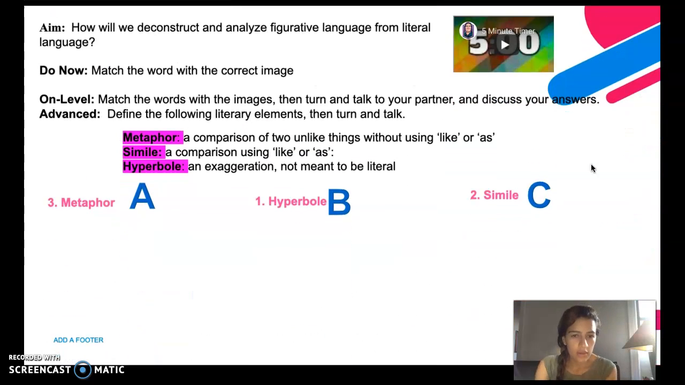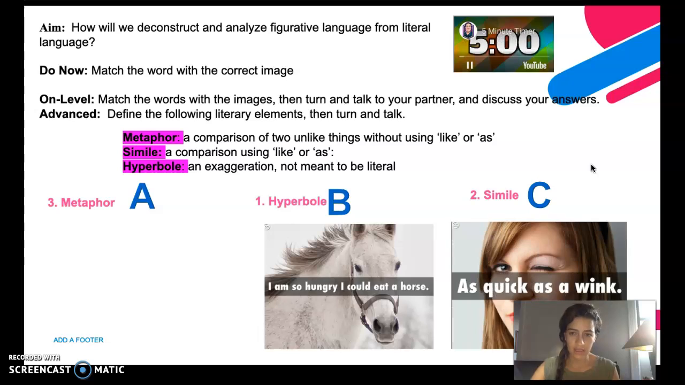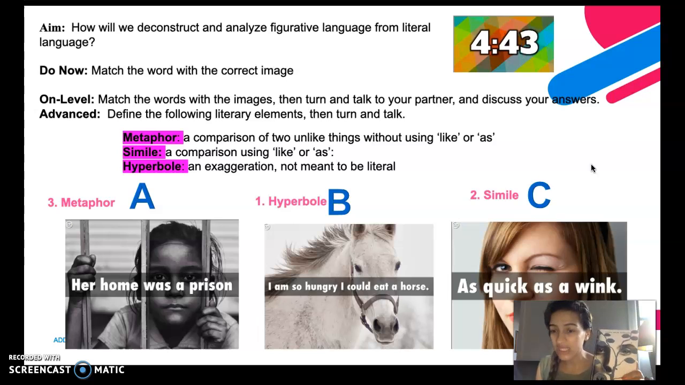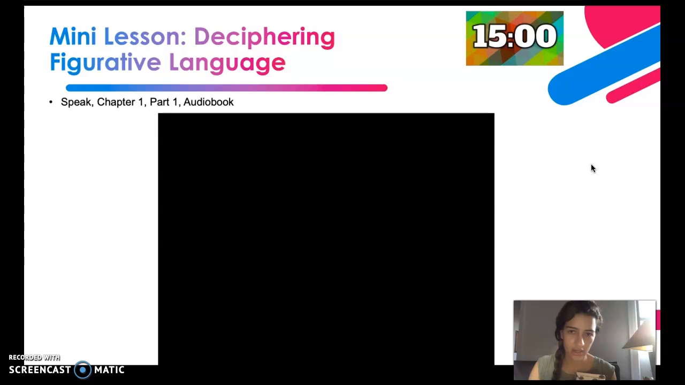Okay, there you go. So as you can see, Natalia's definition was really good, as well as all of yours. A was a metaphor, B is hyperbole, and C is a simile. All right, so we're doing really good. Now I hope that, for your homework, you read the first pages. Okay, now let's move on to how to find the literary elements here.